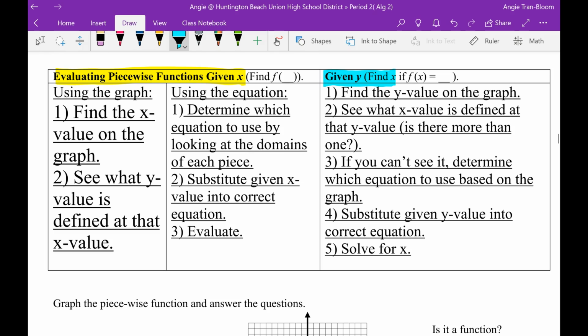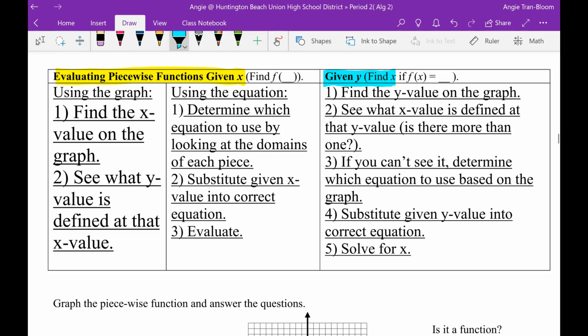Now, what if I give you an equation or a function? Hunter, can you read number 1, please? Determine which equation to use by looking at the domains of each piece. Good. I'm going to talk to you guys about that in a little bit. So find the domain to see if it matches up to the x.